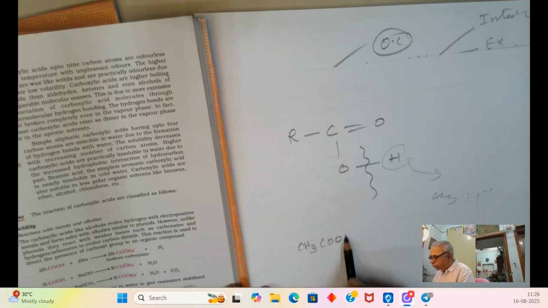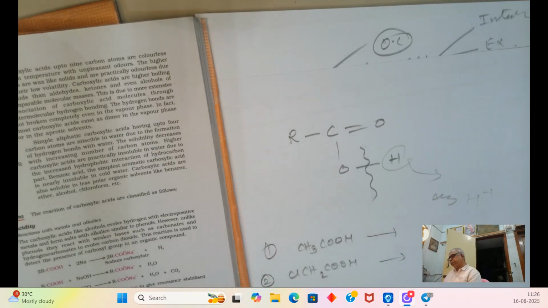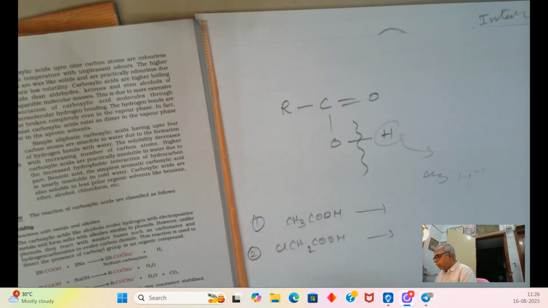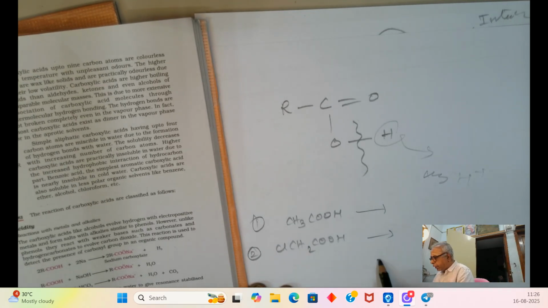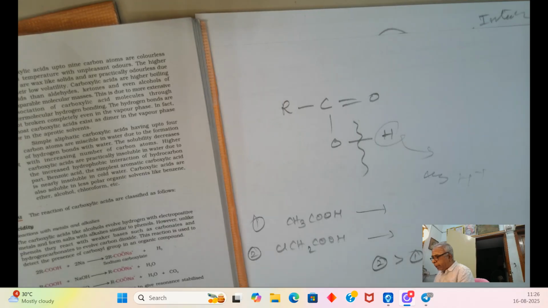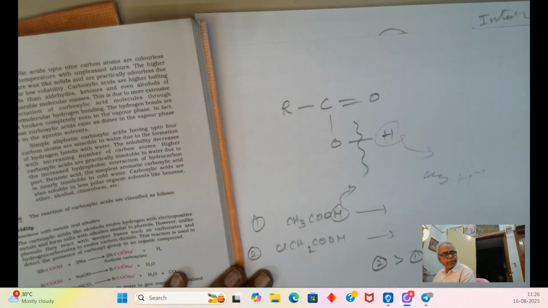CH3COOH is there. CH2ClCOOH is there. Now, in which case will the acidic nature be more, case 1 or case 2? Anyone? Let me say that in this case, compound 2 is more acidic than compound 1. Do you know why? Because, see, what do you mean by acidic nature? Ease of removal of H plus. How easily the H plus can be removed.